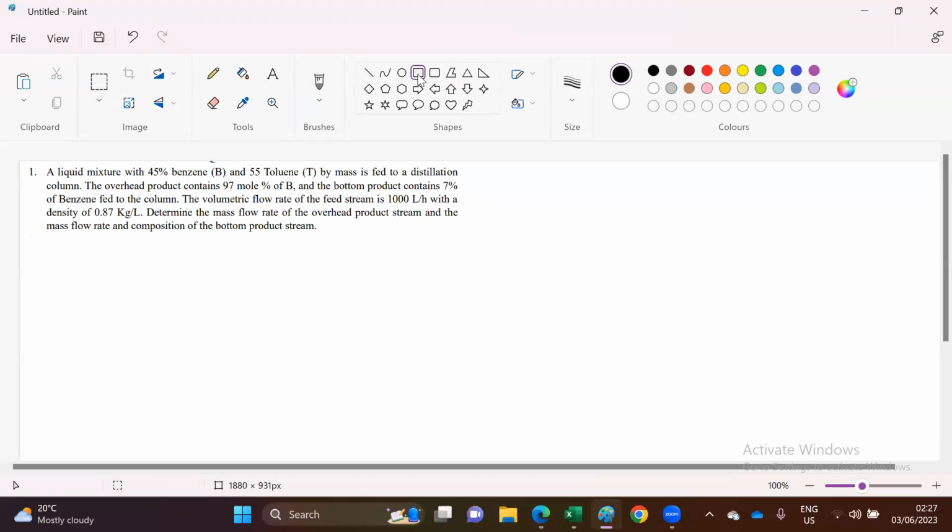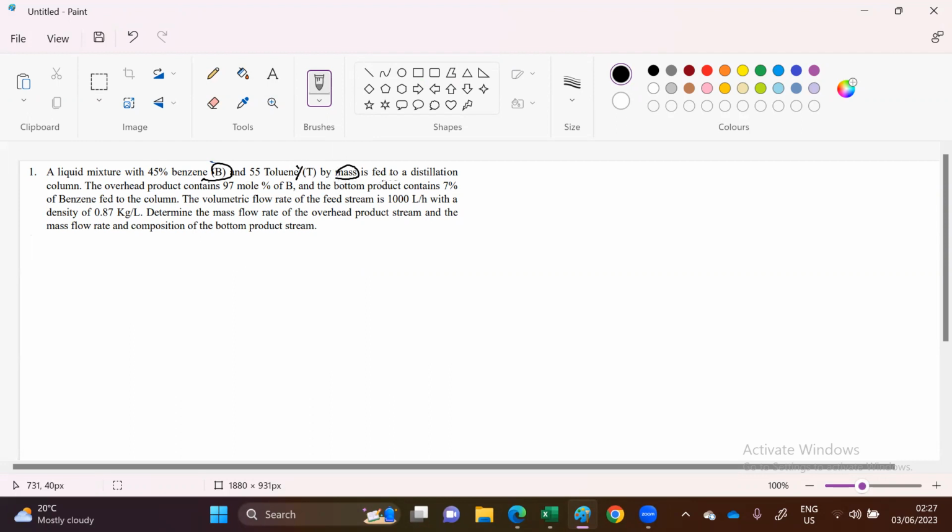It states that a liquid mixture is 45% benzene and 55%, most probably this is toluene, by mass, is fed to a distillation column. Okay, as a keyword in the first sentence, I need to take one distillation column. It will be a block flow diagram.